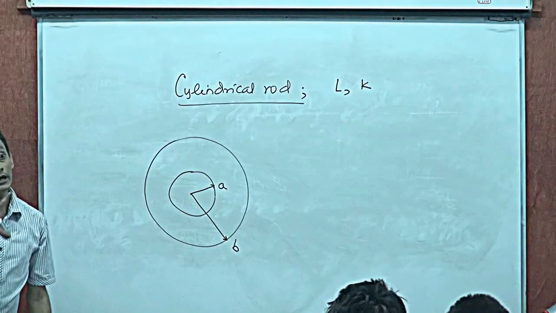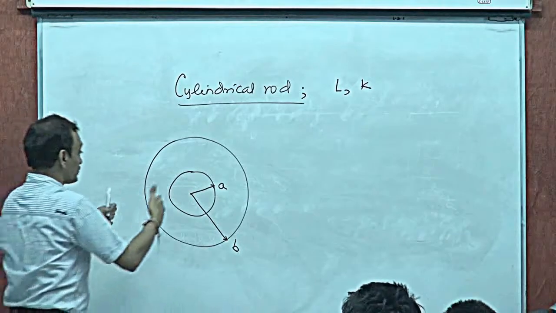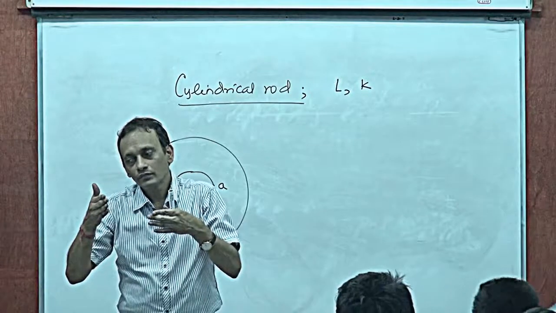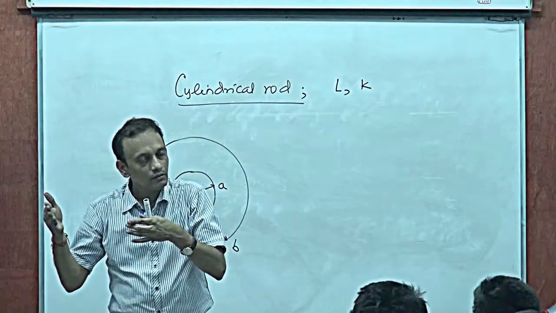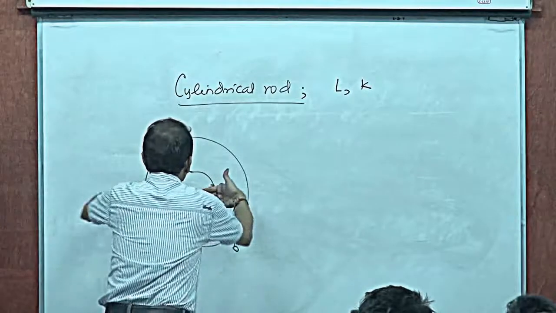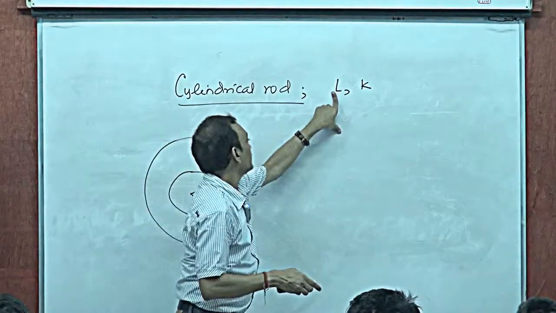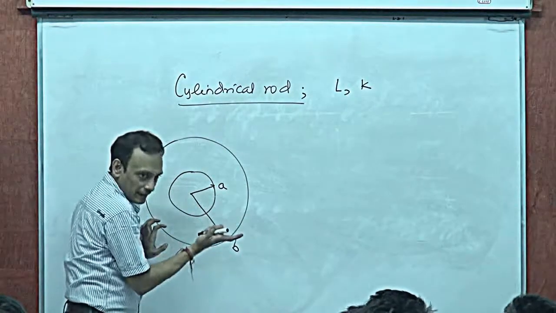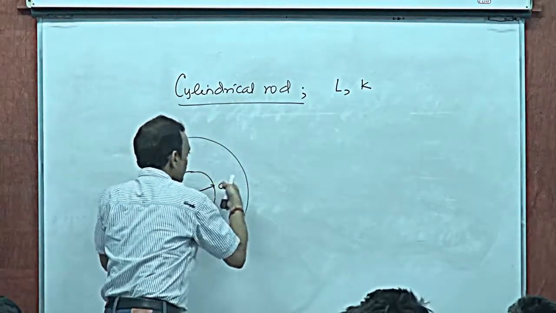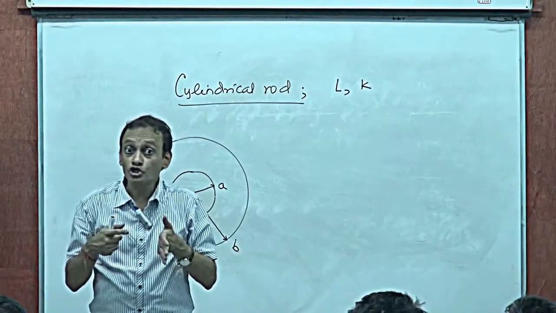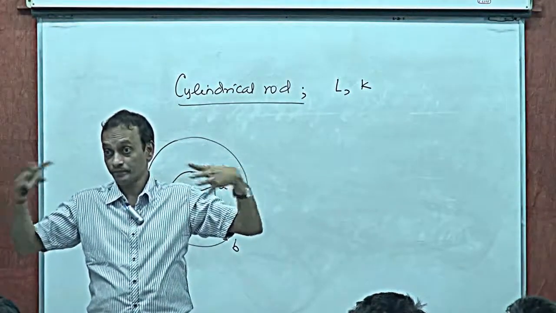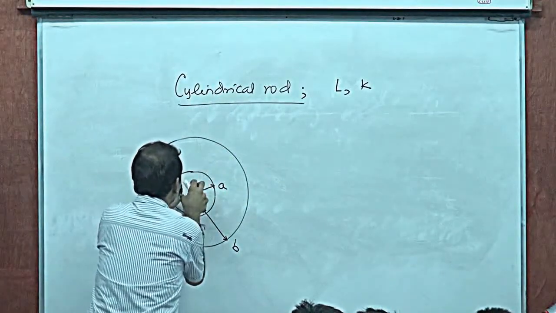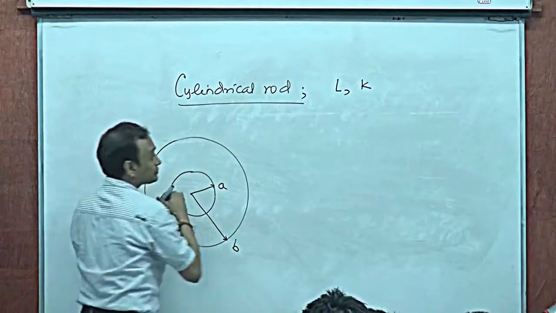Now, I'll not talk of a situation where heat is flowing longitudinally. If heat was flowing longitudinally, then very clearly the thermal resistance of this would have been L divided by the area of cross section, pi (b squared minus a squared), times K, right? We are now not talking of a longitudinal flow of heat. We are talking of a radial flow of heat. Heat flow in the radial direction.